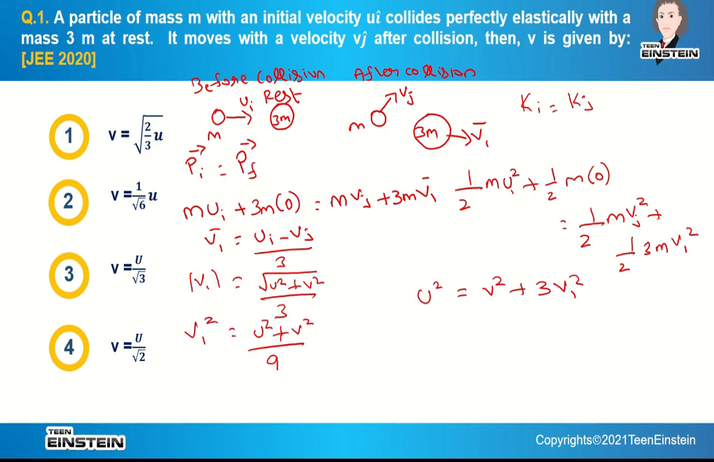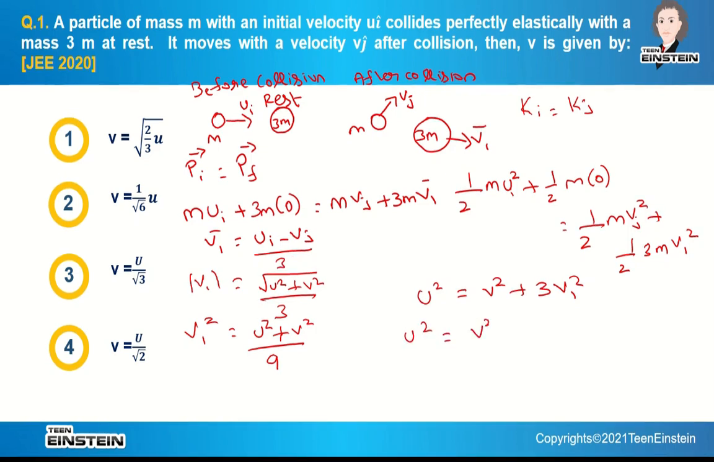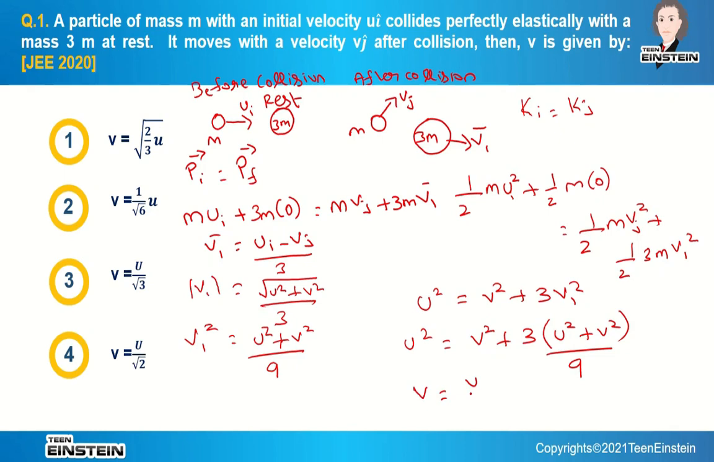Okay, so you know v1 square is (u square plus v square) by 9, so you are going to substitute here, u square equal to v square plus 3 times (u square plus v square) by 9. So on solving this you will be getting v is equal to u by root 2. Okay, so the correct answer is option 4, v is equal to u by root 2.